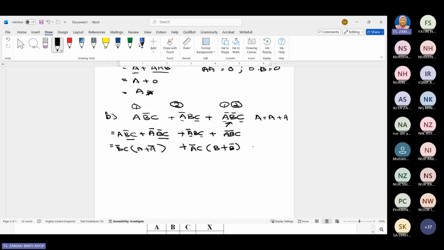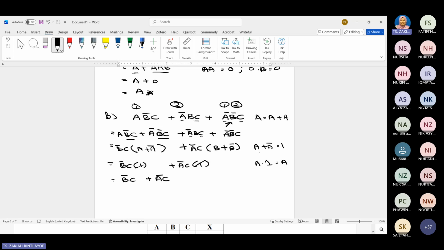So you can use the rules. A plus A bar is equal to 1. So B bar C bracket 1 plus A bar C bracket 1. What happened with the 1? A dot 1 is equal to A. Now we can cancel this, cancel this. You will get B bar C plus A bar C.